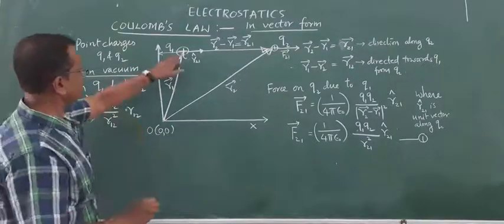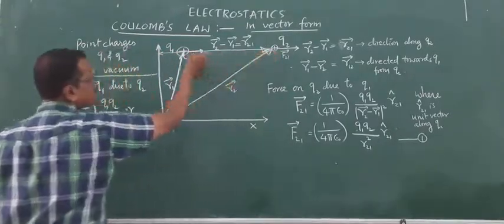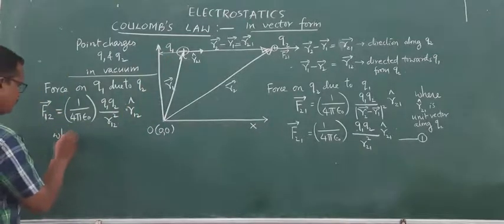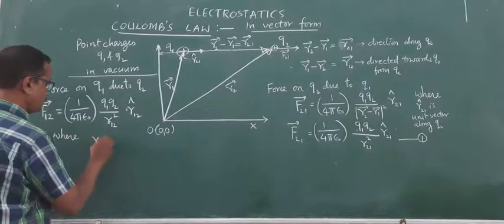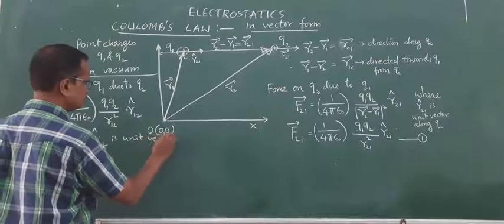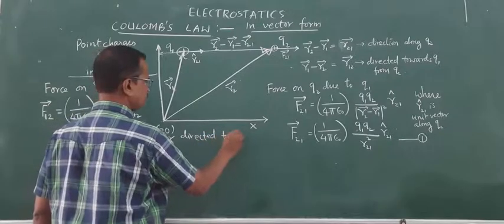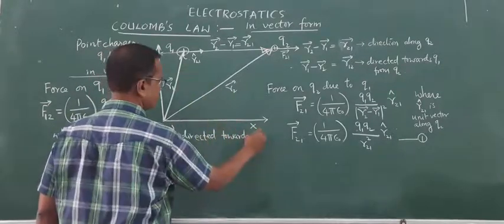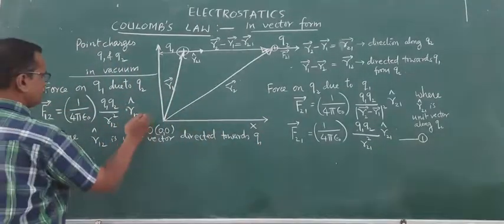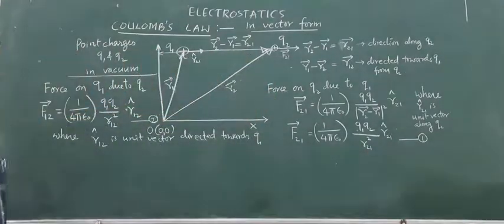Look at the direction. The direction is now towards Q1. So R12 cap, where R12 cap is the unit vector directed towards Q1, along the line joining the charges. So you can call this equation 2 and the earlier equation 1. Now look at the vector diagram.